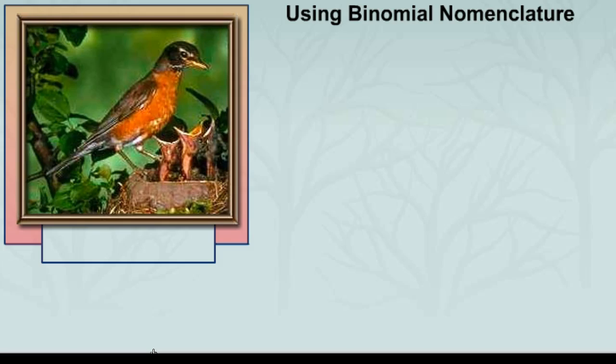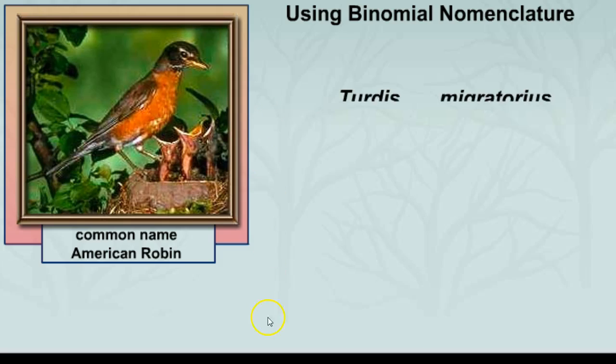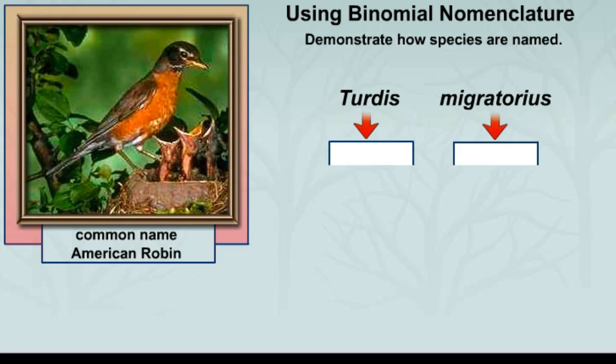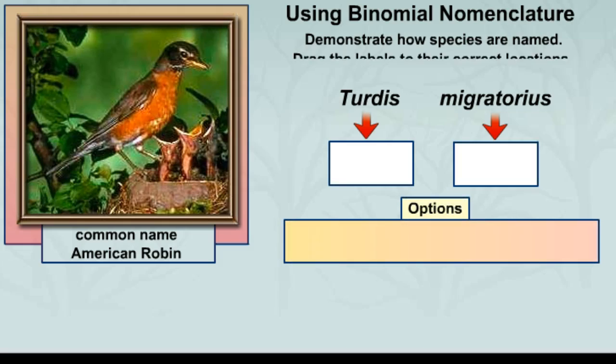To see an example of a species name written in binomial nomenclature, click on the bird. The common name of this bird is the American robin. The scientific name is Turdus migratorius. Now it's your turn to show that you know how species are named. Please label both parts of the scientific name by dragging the labels to their correct location.